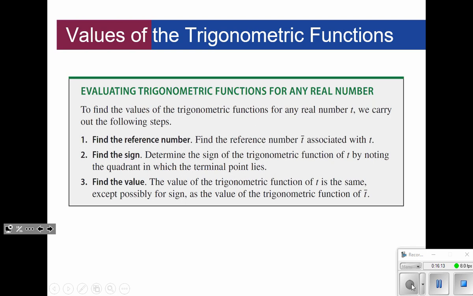Evaluating trigonometric functions for any real number. Here's the steps. Find the reference number. We talked about reference numbers. Remember, reference number is whatever quadrant you're in, the shortest distance to the x-axis. That's your reference number. Find the sign. Determine what quadrant you're in so you know whether cosine, sine, or tangent are positive or negative. Then find the value. You can use your handy-dandy little chart. Everything really refers back to the values from the first quadrant. You just have to know what quadrant you're in to know whether they're positive or negative. And again, we did some of this last week.